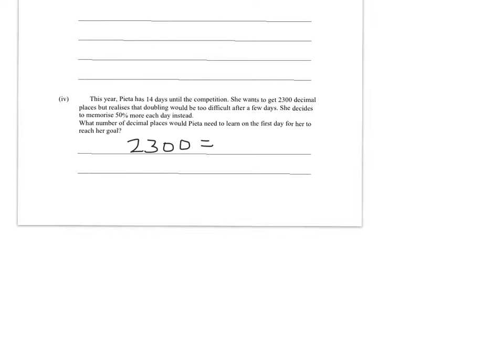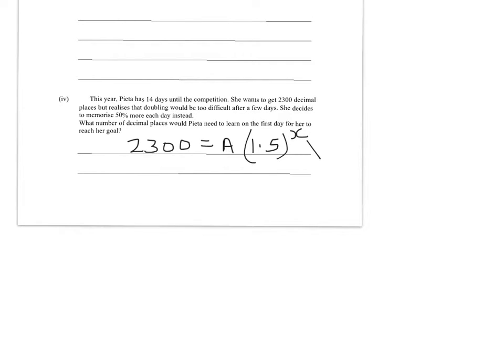So 2,300 equals, we might have an A in here, times, now she doesn't want to double the amount she memorizes every day. She only wants 50% more each day. So each time she's going to times by 1.5 to the power of x. She's going to times the previous number by 1.5 each time.